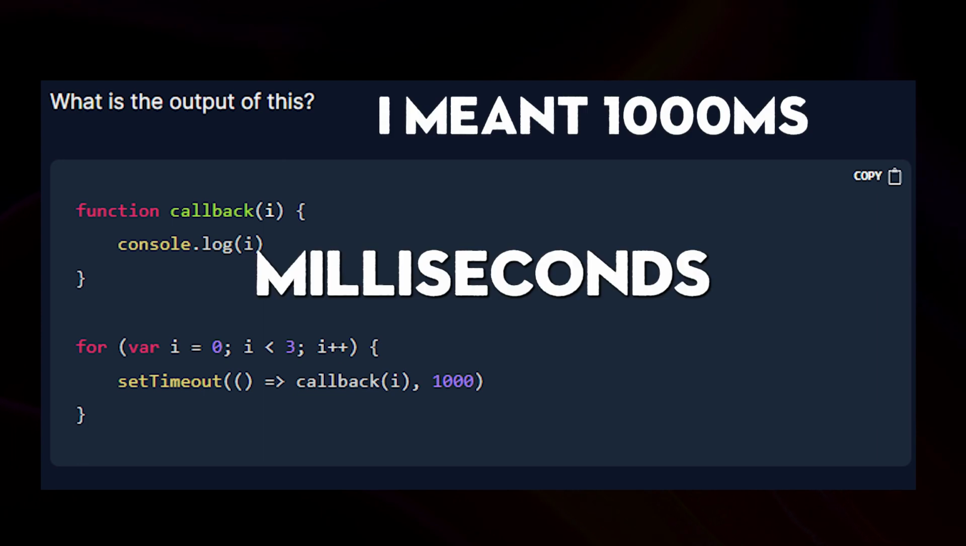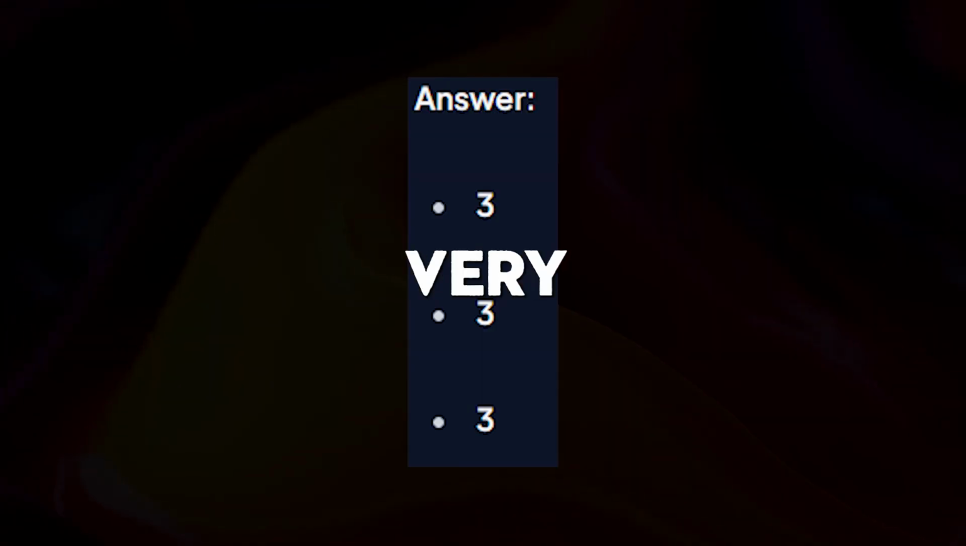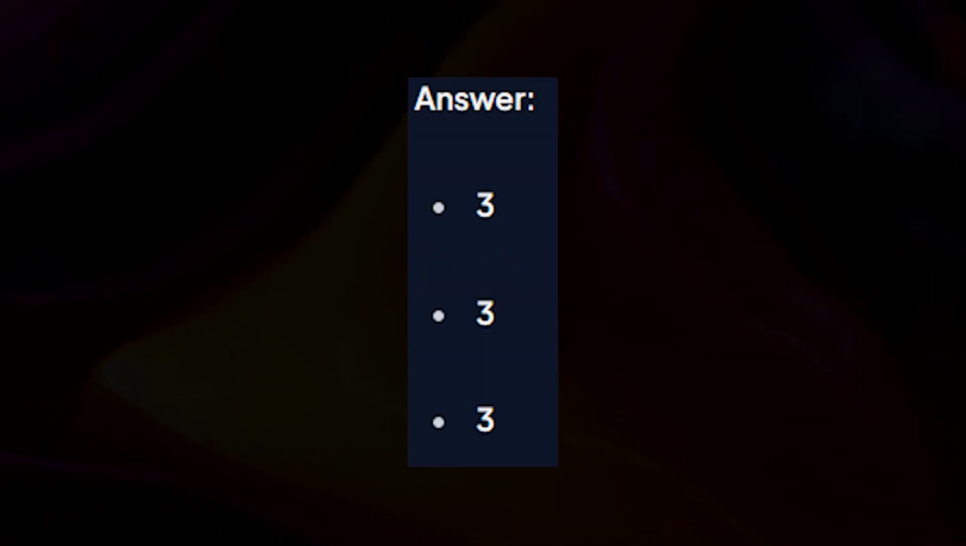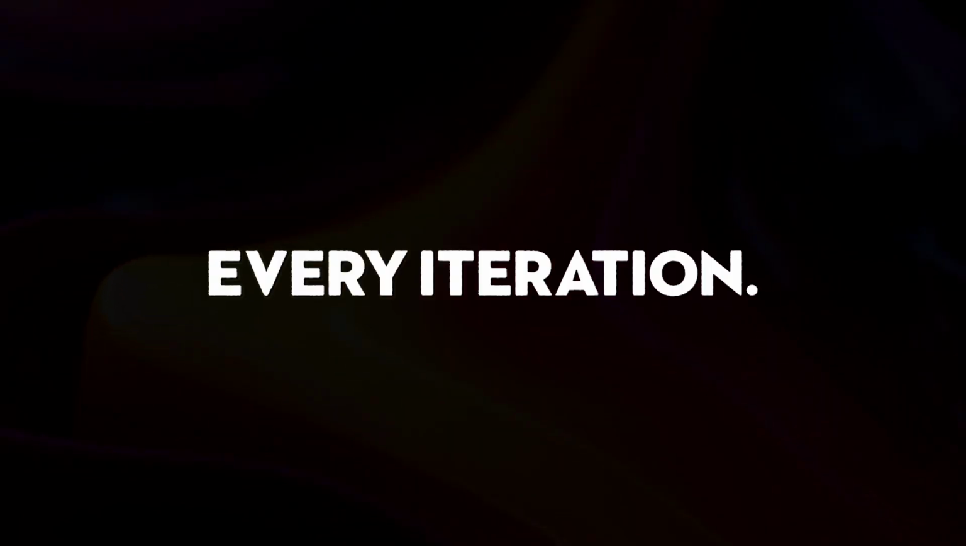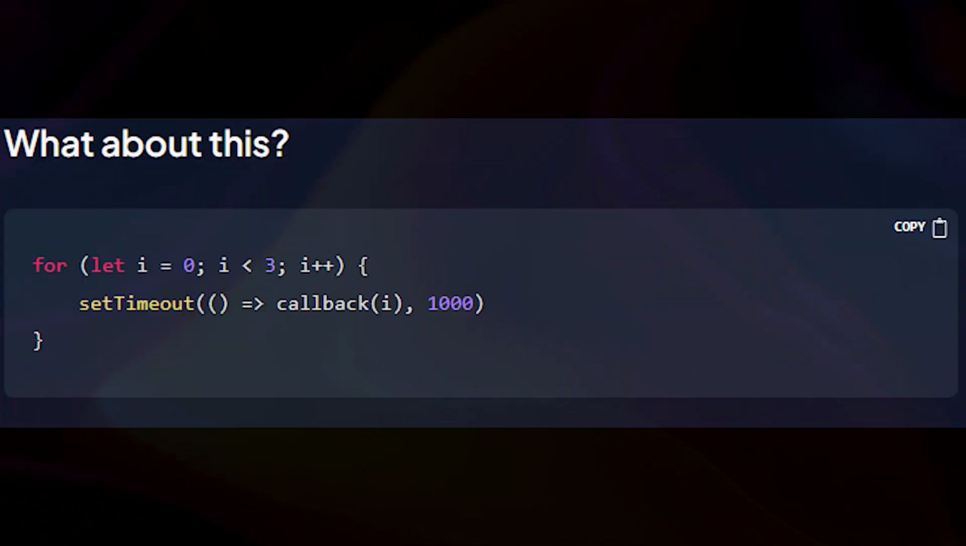Notice the 100 milliseconds and the var keyword. It should be very obvious. The answer is 3, 3, 3, one for every iteration, because the var has leaked the final i value, which is 3. Do you think you can answer it?